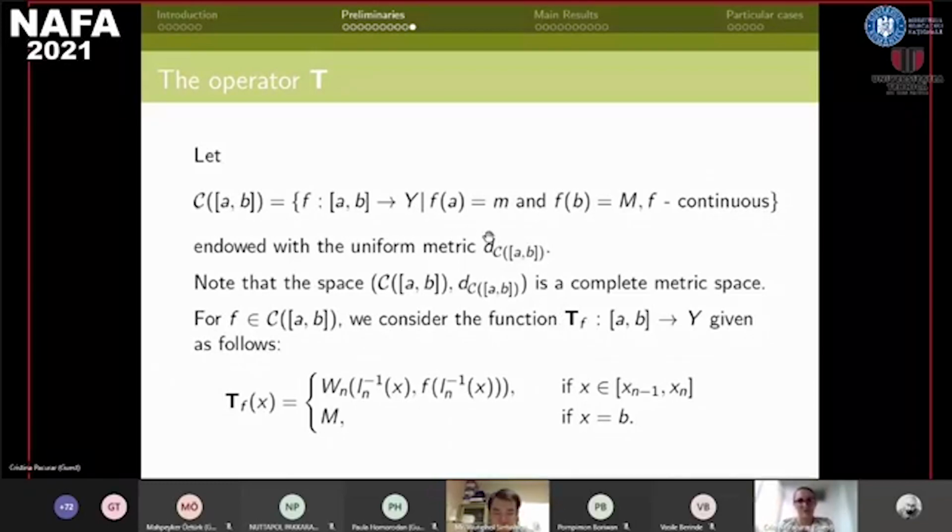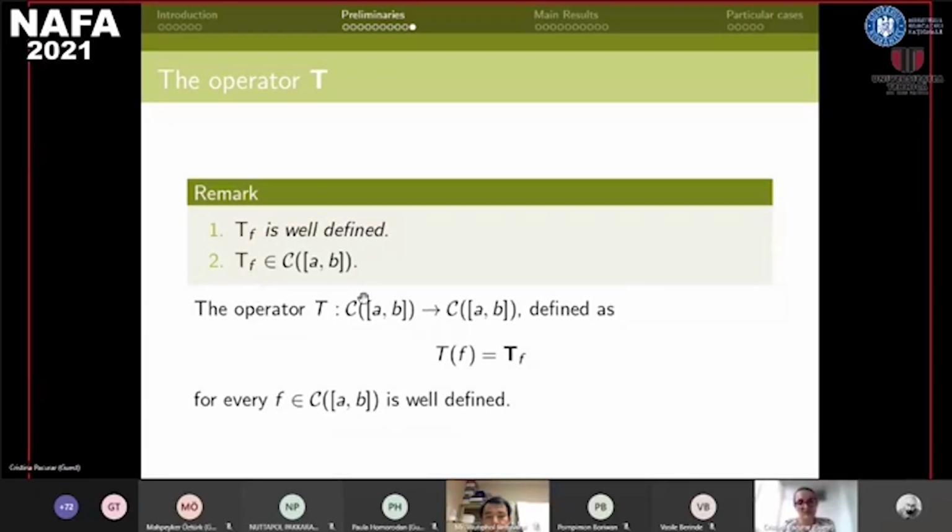Considering C of AB, the set of all functions which are continuous and are defined on AB and with values in Y, and such that f of A equals m and f of B equals capital M, this space endowed with the uniform metric forms a complete metric space. Now we can construct a function Tf given in the following way based on the functions Wn and the family of functions Ln, and we can see that the function Tf is well defined, and Tf is in C of AB.